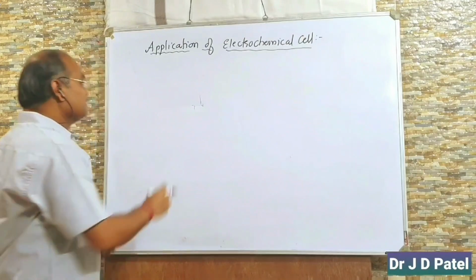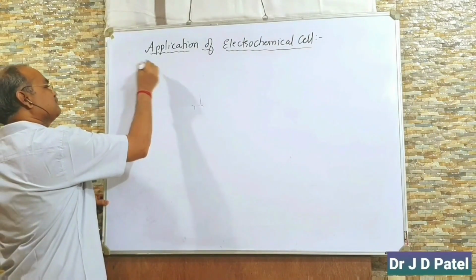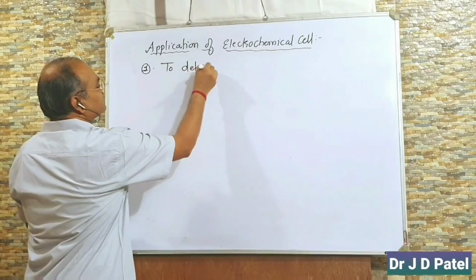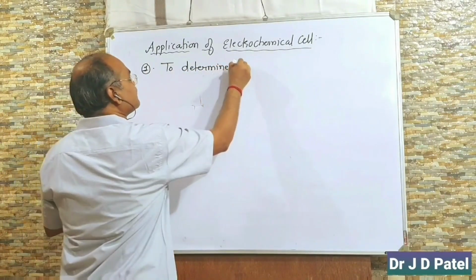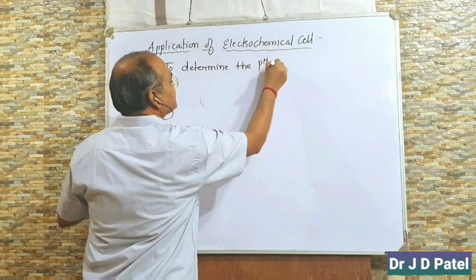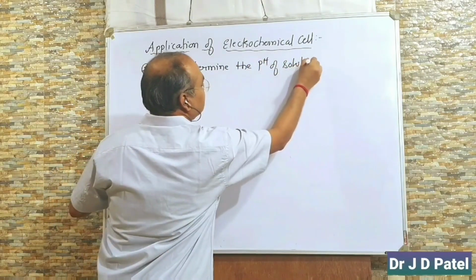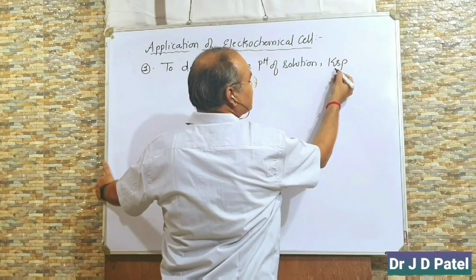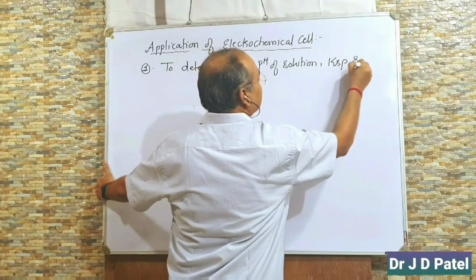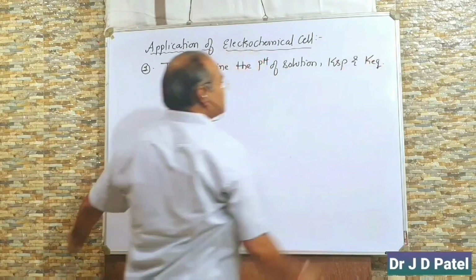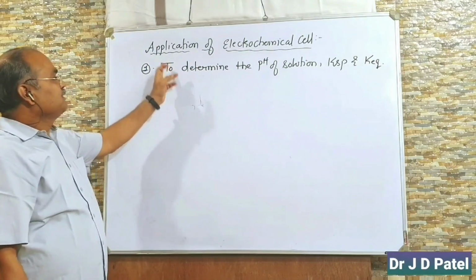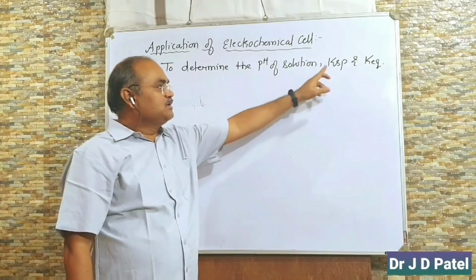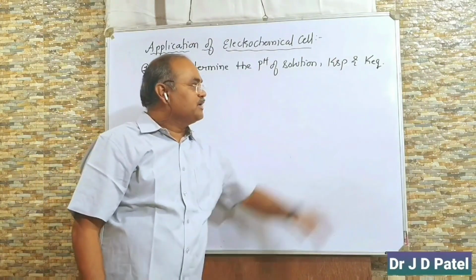There are so many applications, but only 3 are given in our textbook. Number 1, to determine the pH of solution, the Ksp, you have studied in 11th standard. Ksp means solubility product, and Keq, equilibrium constant. So this is the first point. Application of electrochemical cell: electrochemical cell is used to determine the pH of the solution, to determine the Ksp, solubility product, and equilibrium constant.